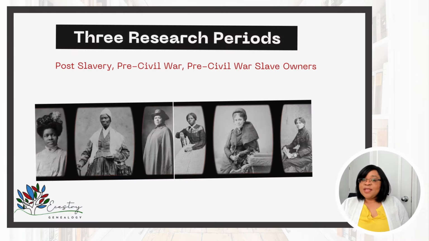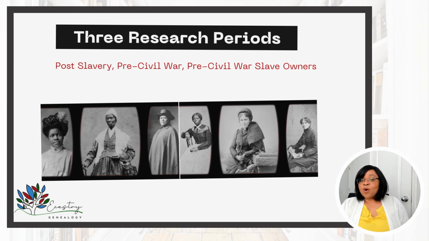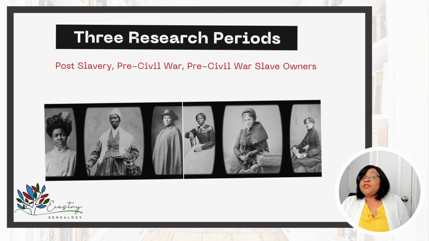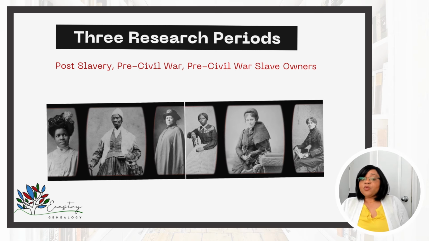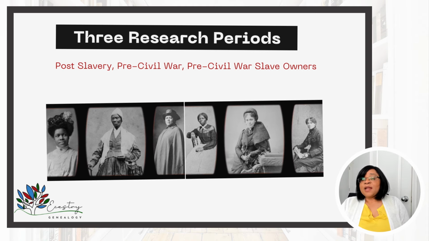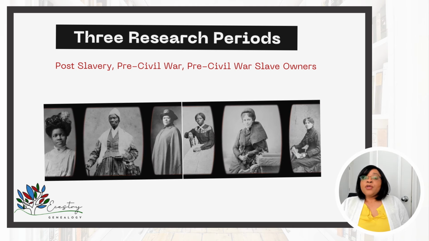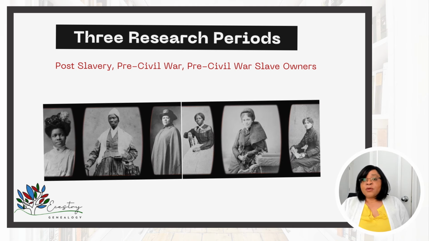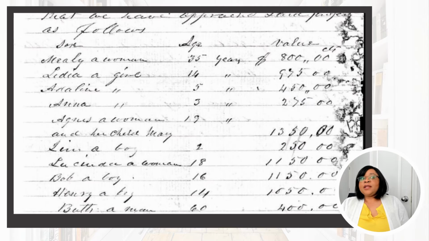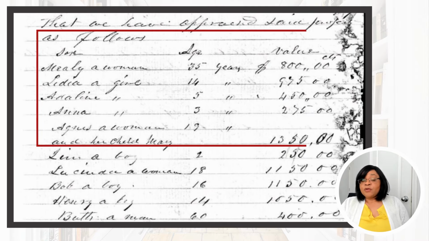Okay, so the next time frame I mentioned is the pre-Civil War time frame. And there's not much to say about that. If your ancestors were slaves, they were considered property. And being considered property means they did not have records and documentation of their own. So you're going to have to look through records such as will records, land records, probate records, property records, because that's how slaves were viewed, as property.